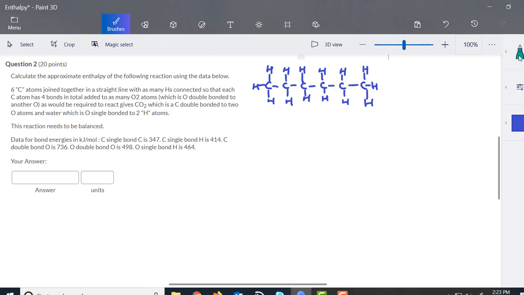And it's added to as many O2 atoms. So I'm just going to do that, O2 atoms. And O is double bonded to O. That's an O atom. It's double bonded to another O atom. As would be required to give CO2, which is like this, C double bonded to 2 oxygen atoms, and water. Now this is not balanced.